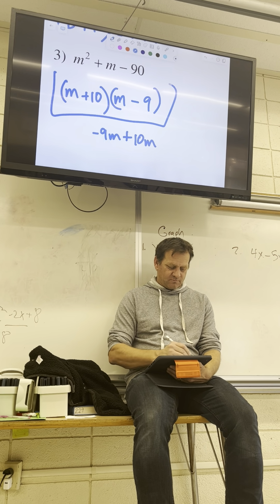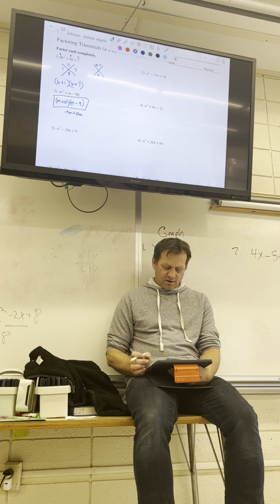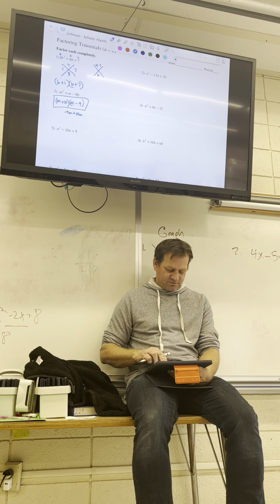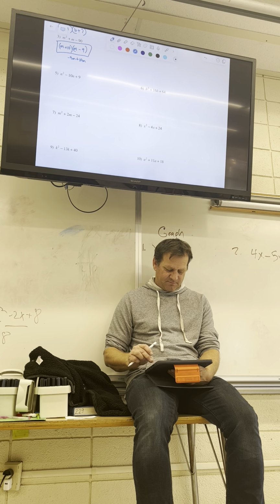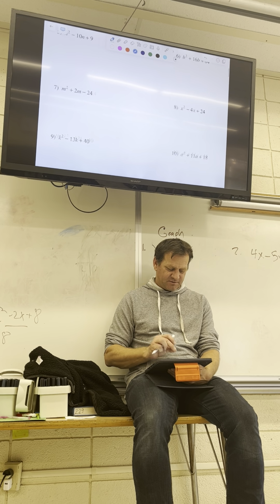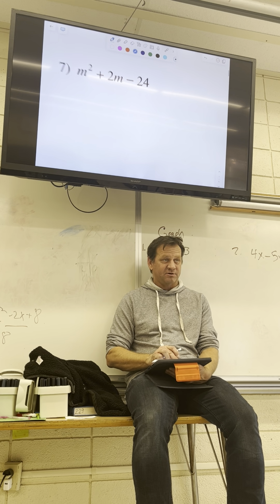I'm going to try this problem. 10 times negative 9 is... 10. All right, let's see here. Let's skip to maybe, oh, this is a good one right now. I think we're ready for that one. Let's do 7 and then I'll do 8 with you.